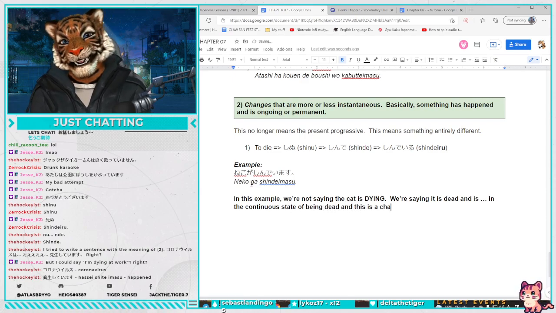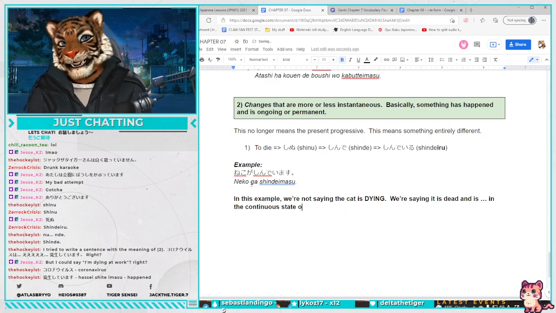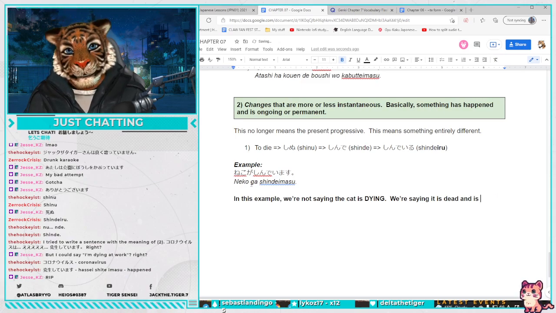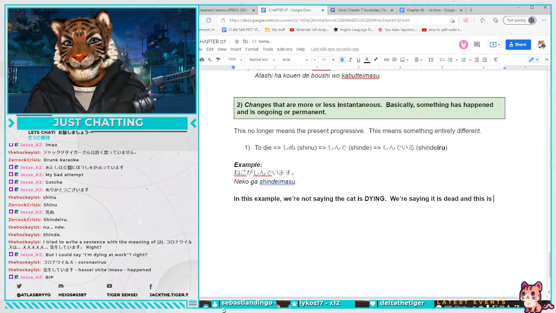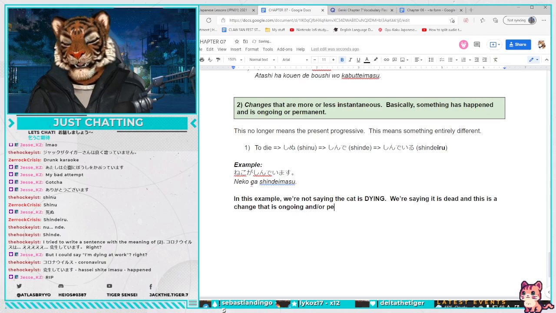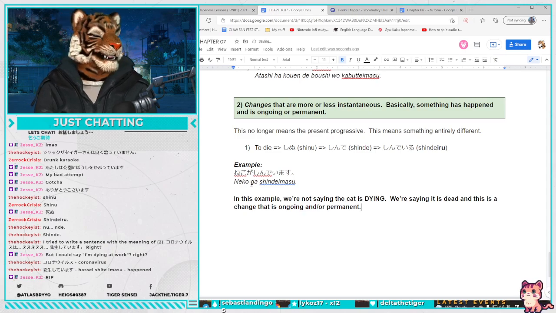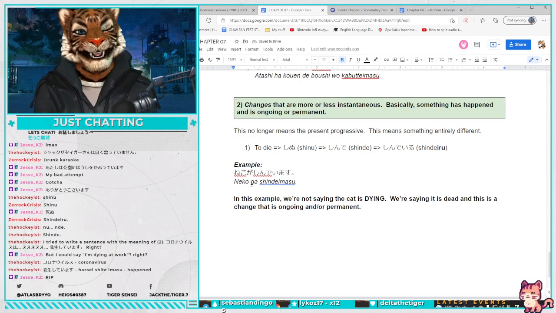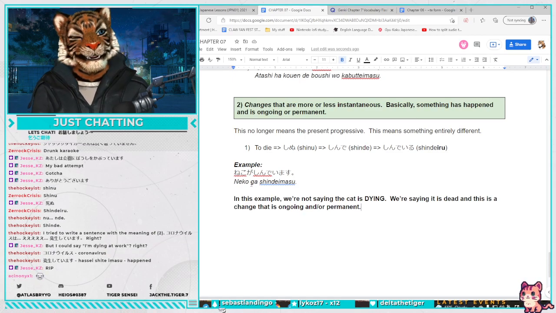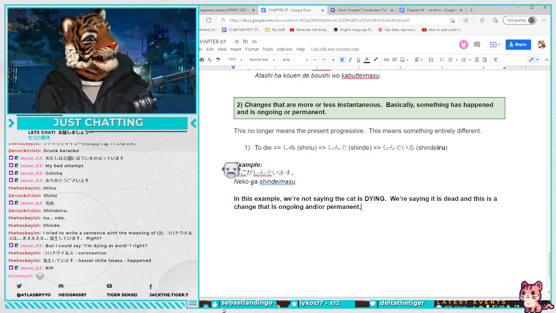And this is a change that is ongoing. Hold on, let me remove continuous state. I don't like that. And this is a change that is ongoing and or permanent. There's no way that we can bring this cat back. Neko ga shindemasu. The cat is dead. Neko ga shindemasu. This, like I said, is a change that is ongoing. Like they're gonna be dead.